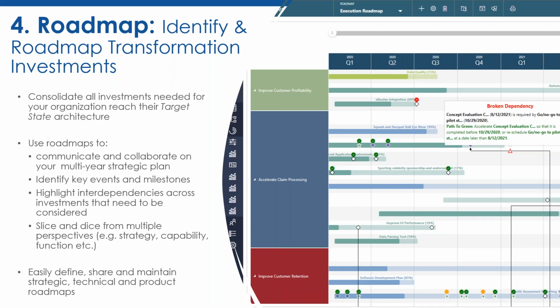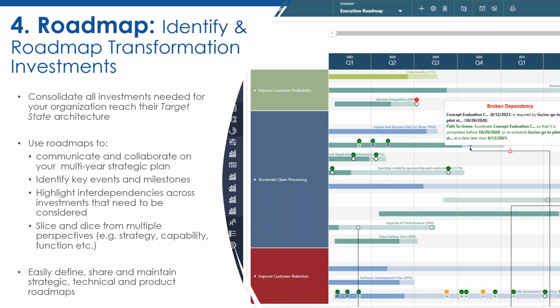So being able to consolidate these architectural recommendations from an investment point of view to close the gap, right, from the current to the to-be is key. And the roadmaps themselves are a great way to communicate and collaborate on that multi-year strategic plan. Now you hear me say multi-year because we're not necessarily focused on an annual plan, although we can be.